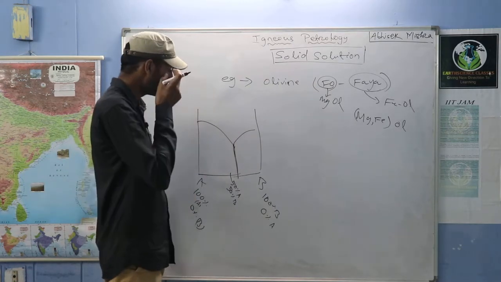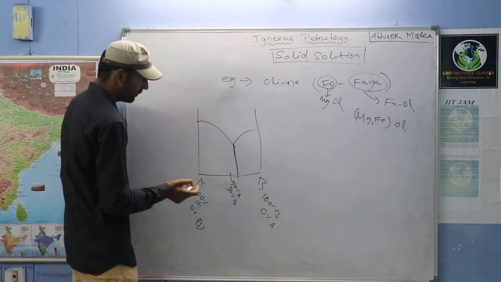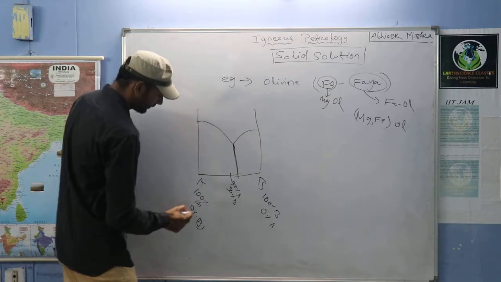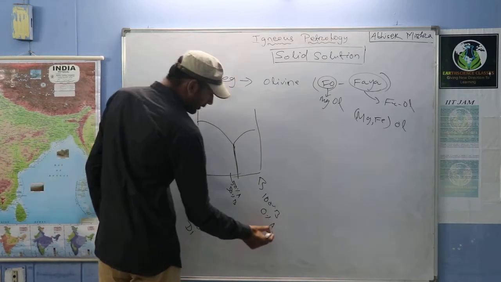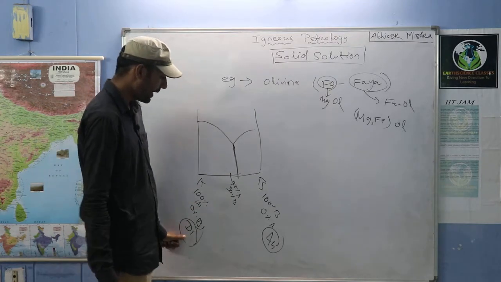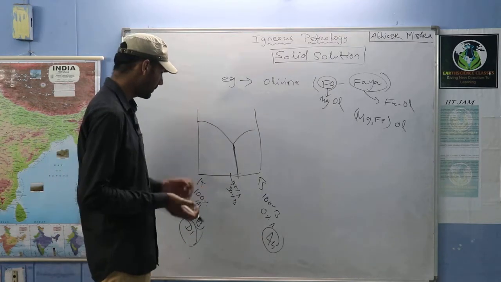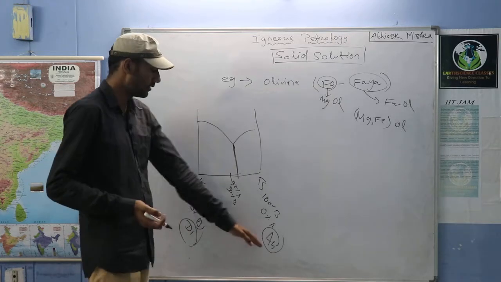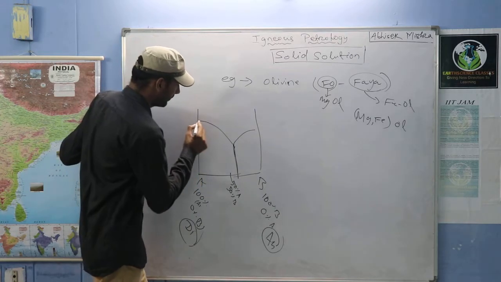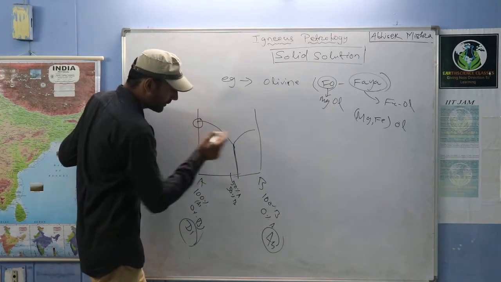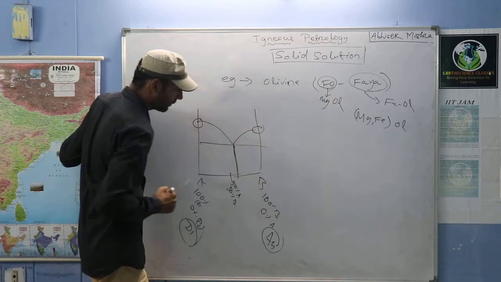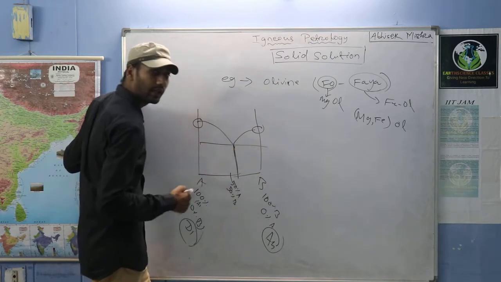What are the examples in eutectic? We have taken diopside and anorthite. Diopside is a pyroxene, anorthite is a plagioclase, and it is also calcic. It is 100% diopside, or 100% anorthite. There are no intermediate compounds here.